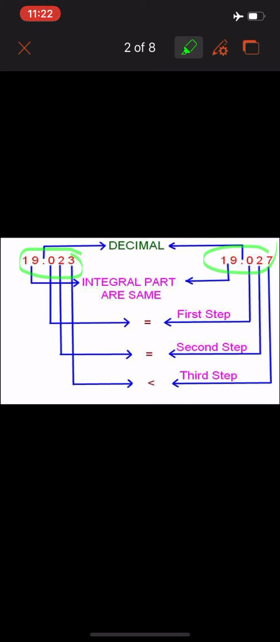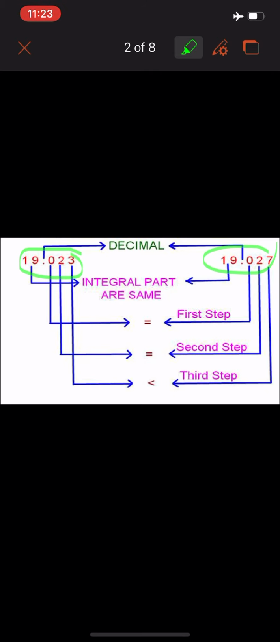Do you remember, girls, the regular numbers? When we have the whole numbers, ones, tens, hundreds, thousands, how do we compare them? By starting with the greatest digit. Like if we have hundreds, we compare hundreds together, then tens together, this way. The same idea we'll do in the decimals.